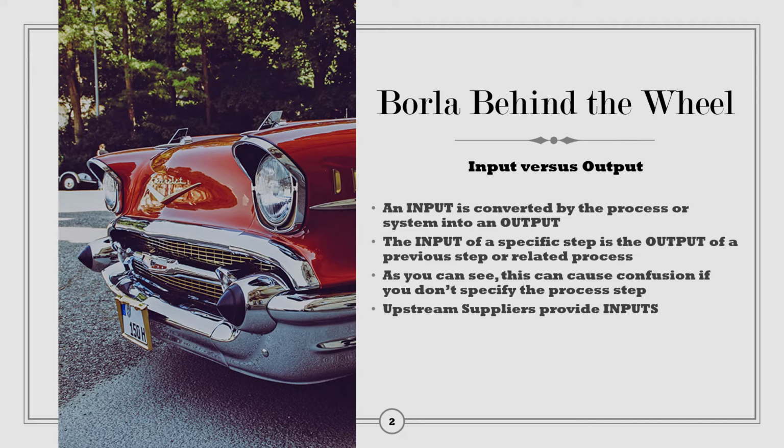But an upstream supplier provides inputs, and a downstream customer uses outputs. So if you think about a production line, the things that are coming in, the people that make that are your upstream suppliers. And what you take out of the process and send on down the production line, those are downstream customers. Just like a boat on the river will flow from upstream downstream as the current takes it.